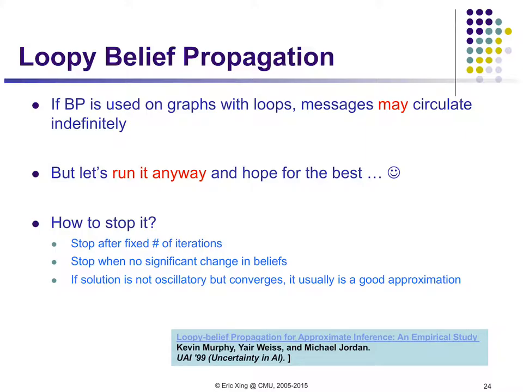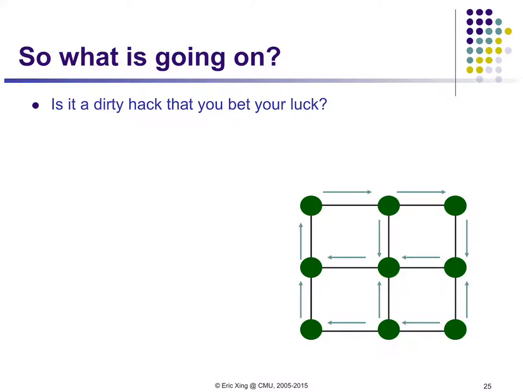So then back in late 99, some researchers, Kevin Murphy and Yair Weiss and Michael Jordan, realized that there is something actually behind the scenes, that although it's a heuristic, there is a reason for this heuristic that works. So then they thought that, okay, maybe we have to dive into more detail: is it just a hack that we are lucky that it works, or is there a cost function that this heuristic is optimizing? And I'm gonna show you what kind of cost function this heuristic is actually optimizing. And that's very interesting.